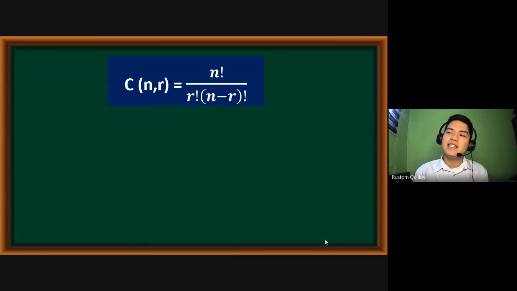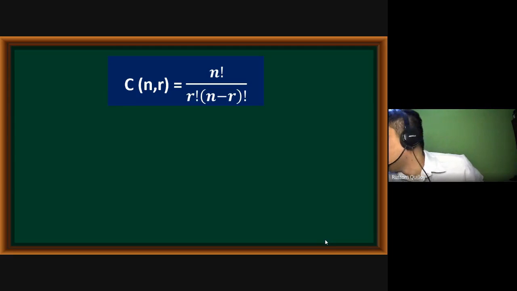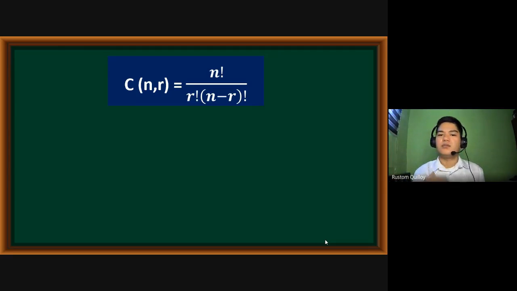Try to solve it on your paper. Our N is of course 15, and R is 7. So how many possible combinations is the answer? Try it on your paper. If you have your answer, key it in here in our chat box. N is 15, R is 7. How many possible combinations are there?